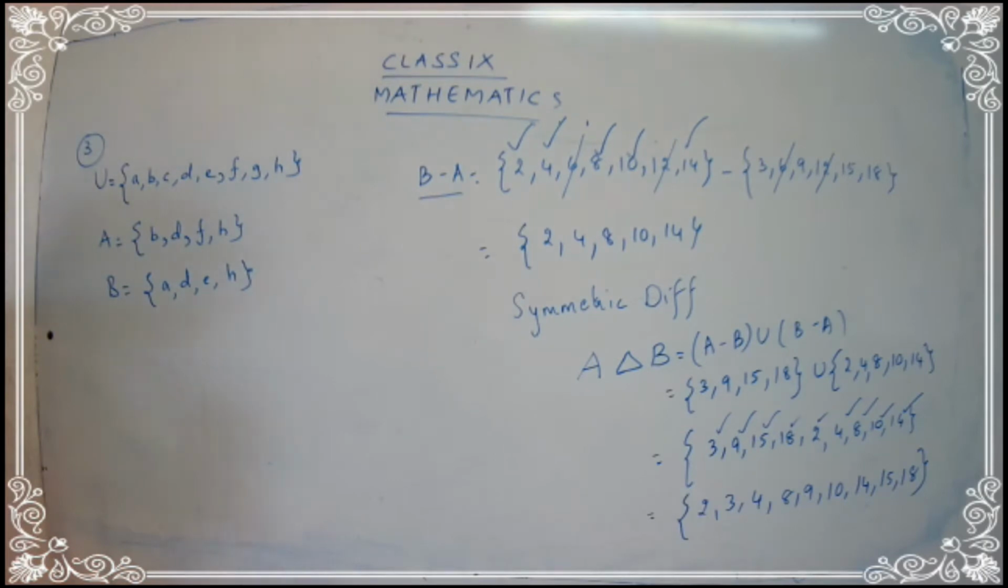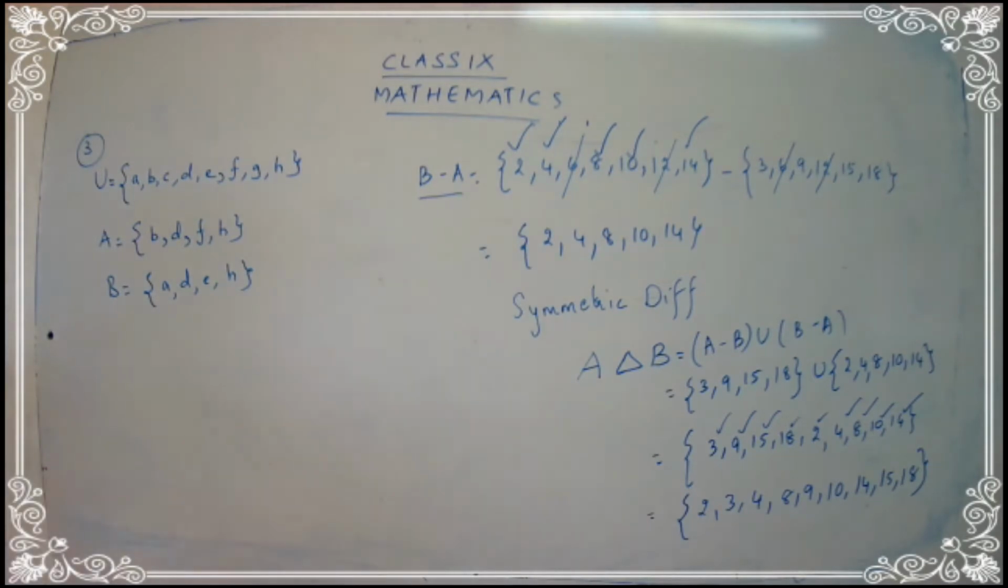So these are the sets given to you. The universal set is given to you. It's A, B, C, D, E, F, G, H. And A is given to you as B, D, F, H. And B is a set given to you whose members are A, D, E, H. So this was the question. Now you have to find out some subparts which are given below.